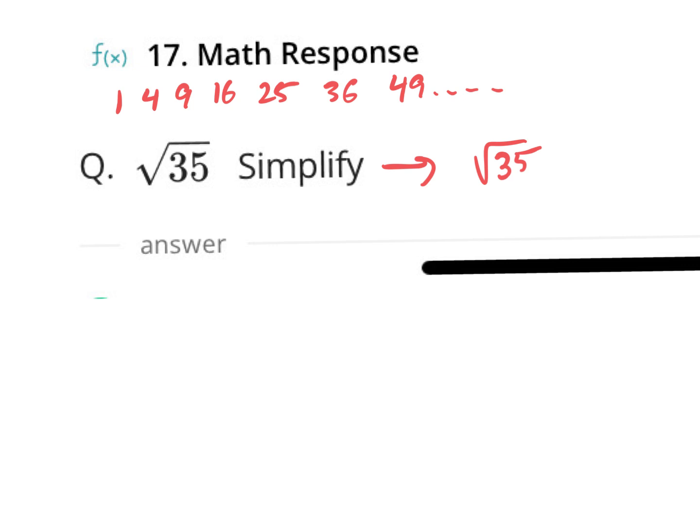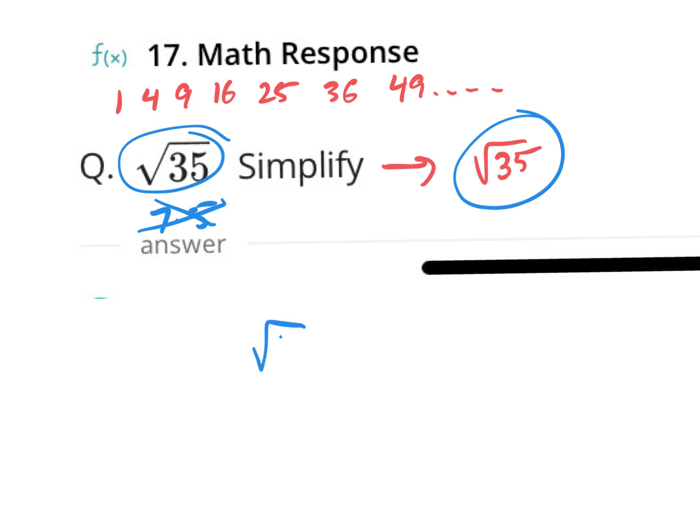Now you might be thinking, wait, you could break it down to 7 times 5. Yeah, but 7 is not up here. It's not a perfect square number. 5 is not a perfect square number. So that is totally pointless, right? If I'm asking you to simplify this, that's already simple. There's no way you could simplify it further. Okay, so that's the answer for number 17.